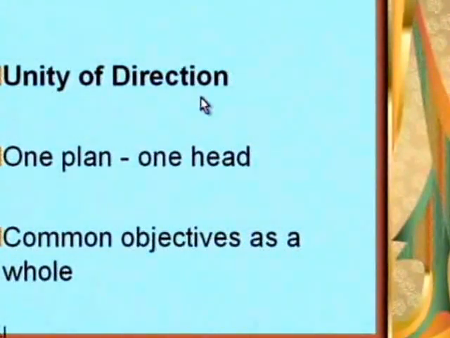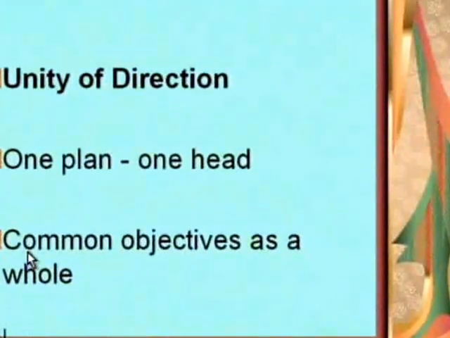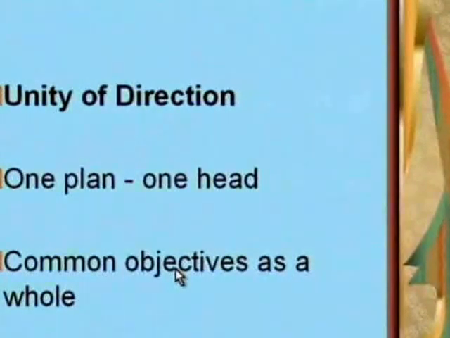Unity of direction. There should be one plan and one head, a common objective as a whole. There should be one head for one plan. For salespeople and production people, there should be only one boss. Otherwise, salespeople will act in their sales interest and will not care for the production people, and the production people will act in their own interest and will not care for the sales requirements. Hence, if the sales department and production department have the same head, he will control both in the interest of the company.